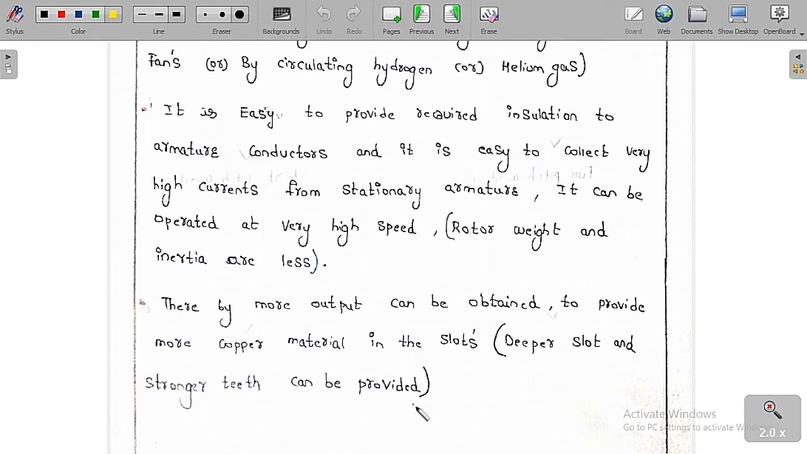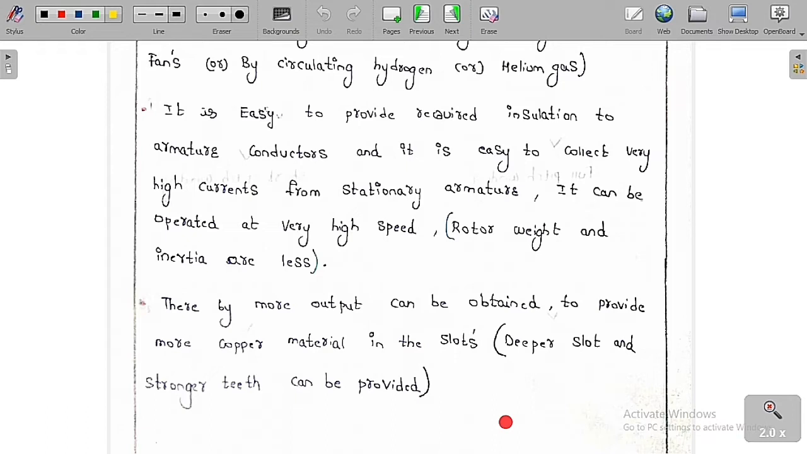You need to increase the depth of the slot, so the depth of the conductor increases, and you are going to get a huge amount of current from the stationary conductors. Thereby more output can be obtained by providing more copper material in the slots. If you want more output, go for more depth of the slots. As the depth of the slots increases, the overall conductor size also increases, so you can get more output, and deeper slots and strong teeth can also be provided.